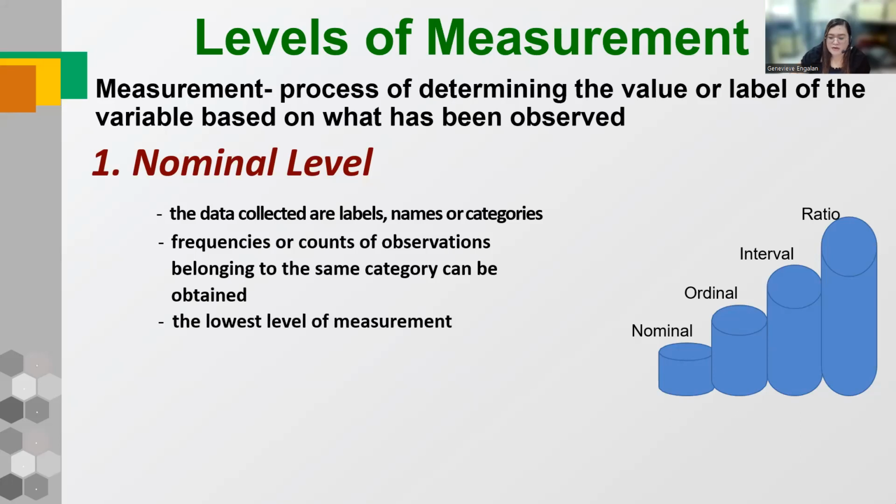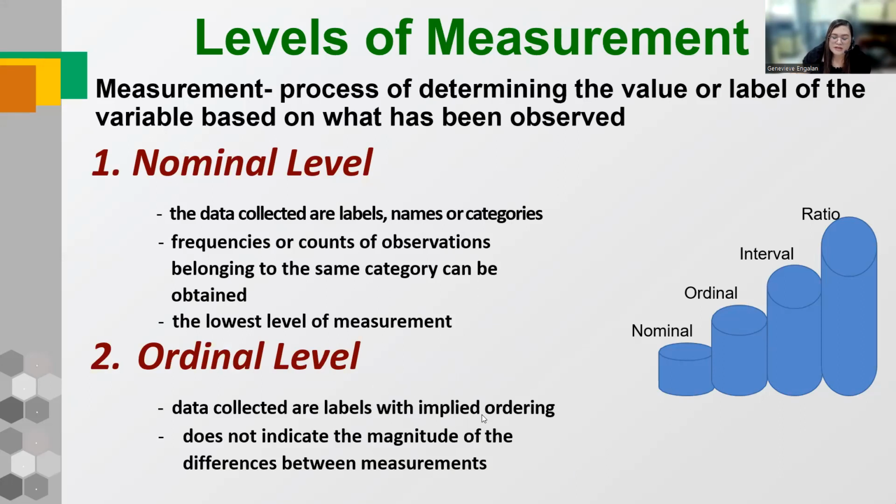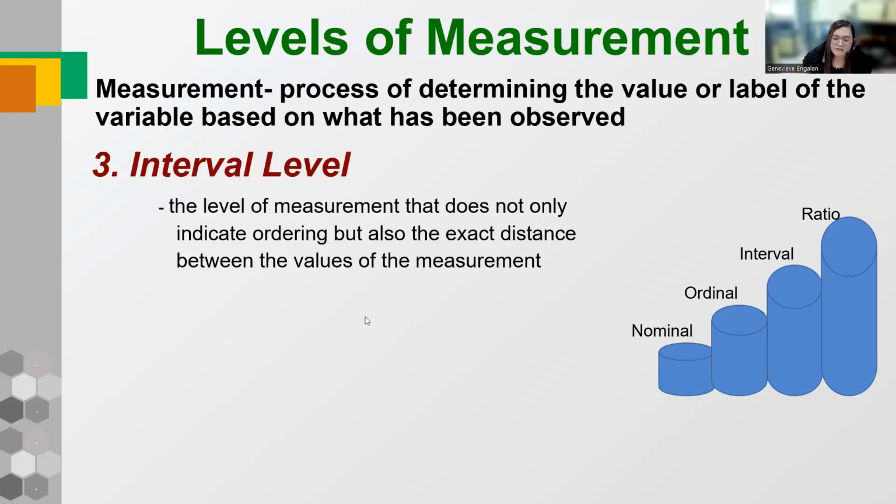So, if you have the ordinal level, the data collected are labels with implied ordering. So, mao na'y kalahian nila. So, this one is labels, names, or categories, nga with implied ordering. Pasabot ma-order na ang mga values. Okay, this does not indicate the magnitude of the differences between measurements. Okay, so next is interval level.